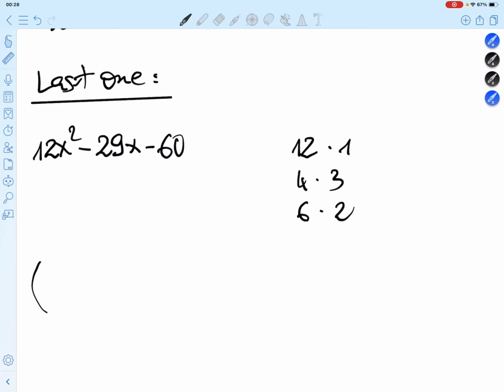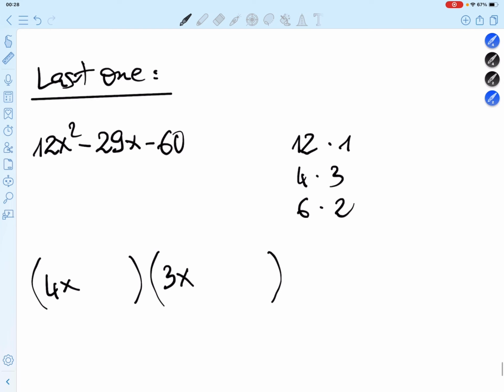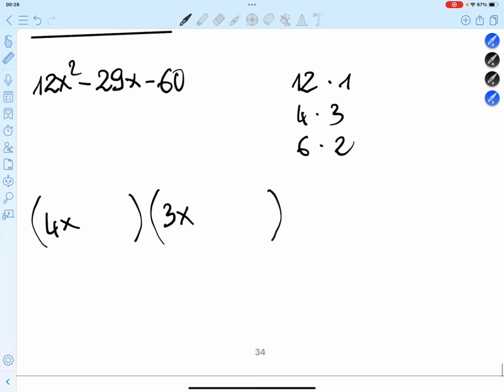So I'm gonna choose 4 and 3. Therefore, I'm gonna open two brackets. I'm gonna put 4x here and 3x here. Right, this is the first step. The second step, I'm gonna look at the c, right? I need to focus on the c now, and which the product of which numbers is giving me 60, right?